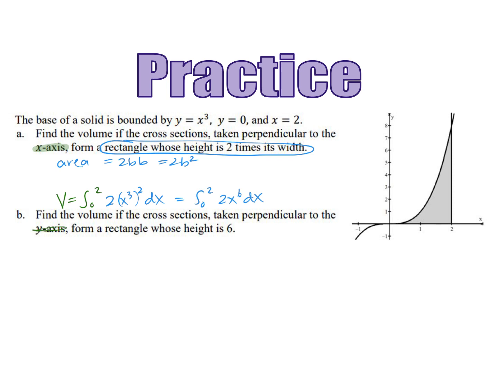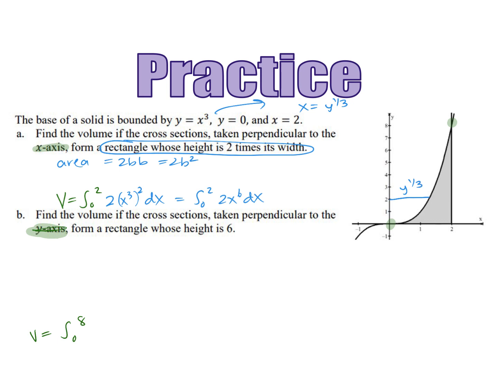So if we're perpendicular to the y-axis, everything should be with respect to y. So our bounds aren't going to be 0 to 2 anymore. Our bounds are going to be from 0 to 8. So volume is the integral from 0 to 8. Now, this function, y equals x to the third, if I solve for x, is going to be x equals y to the 1/3, and that is this length here.